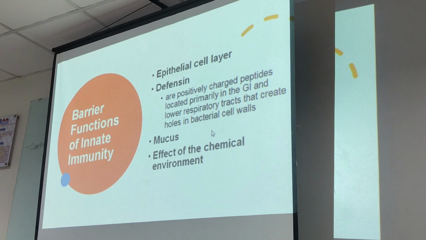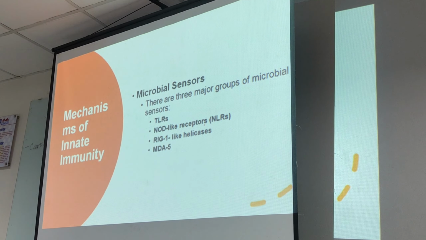So these are positively charged peptides located primarily in the GI and lower respiratory tract that create holes in bacterial cell walls. Mucus can also be produced. So mucus in itself is a substance that can prevent the growth of bacteria, primarily because of chemicals and substances associated with it. And there are also mucosal defenses that can alter the chemical environment. For example, producing a lower pH that will prevent the growth of other organisms.